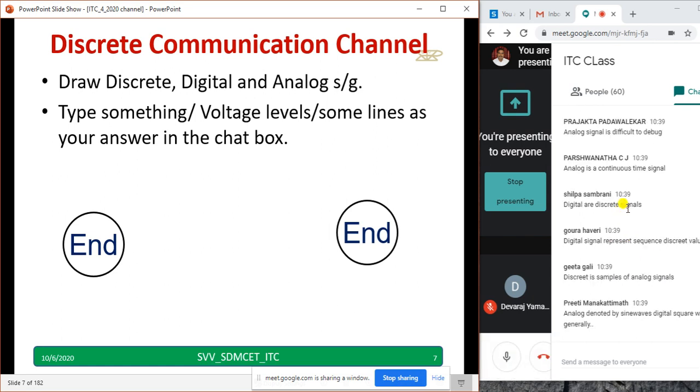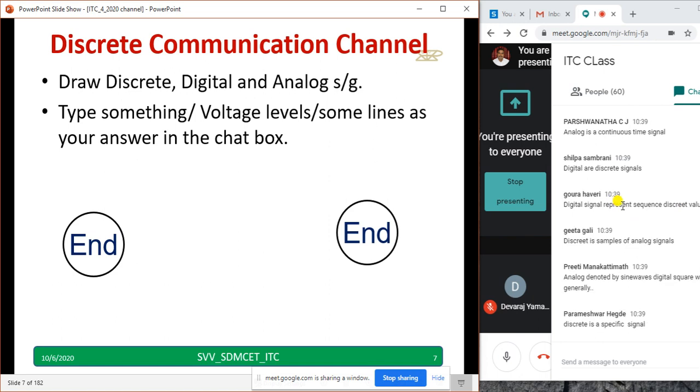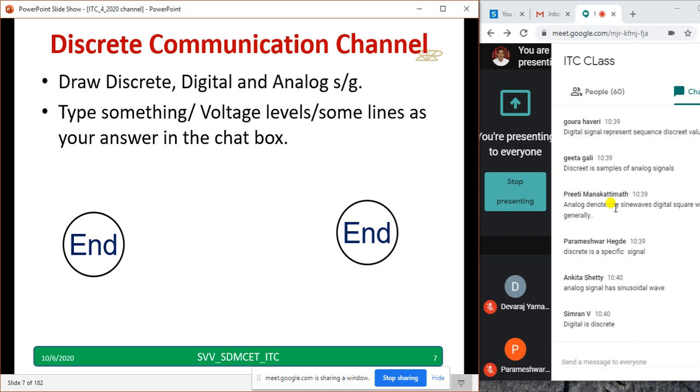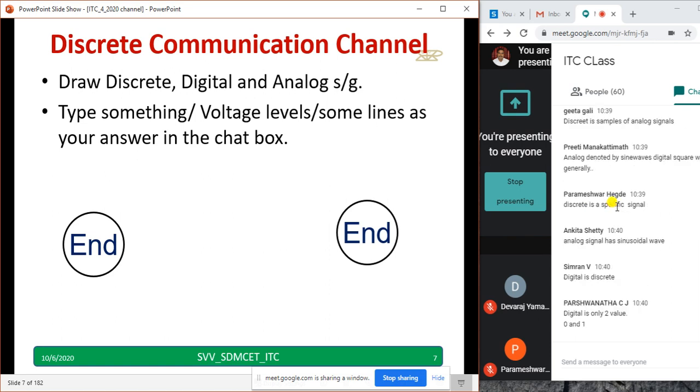Even though answers are not perfectly correct, analog denoted by sine wave. Preeti is telling. Parameshwara, discrete is a specific signal. Okay. Analog signal has a sinusoidal wave. Ankita Shetty. Simran, digital is discrete. Okay, Simran, thank you. Answer is not correct, Simran, but thank you for giving the answer. Parshvanatha, digital is only 2 values, sir. Very good, Parshvanatha. What you told is perfectly correct.